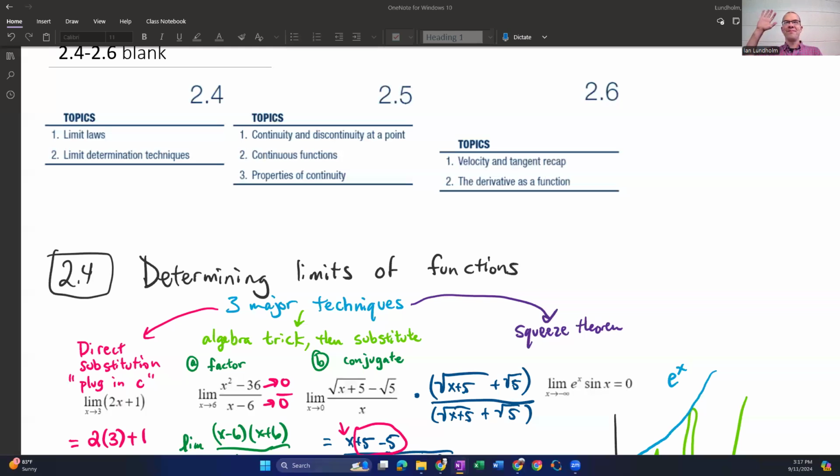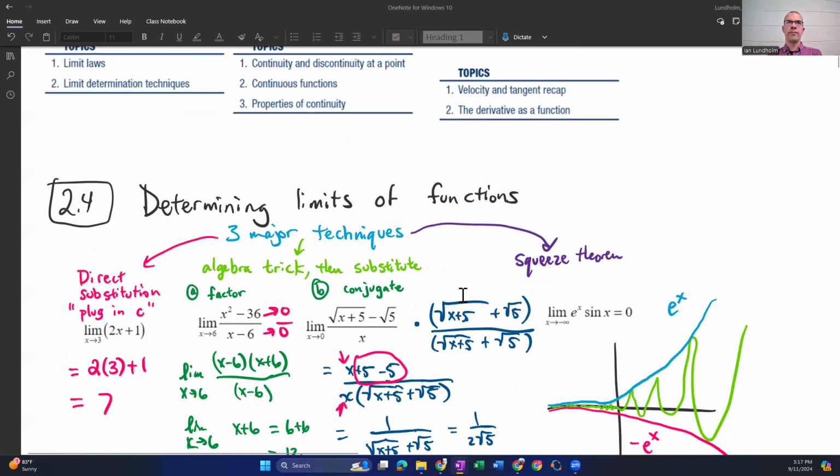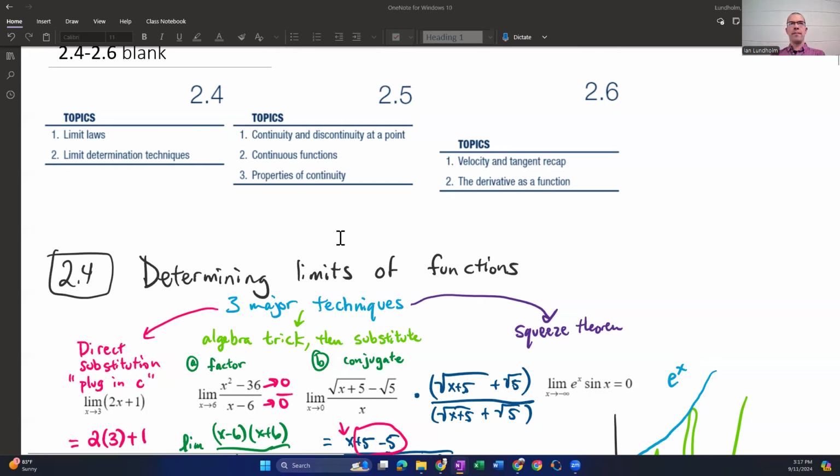Hi, everybody. We're ready to start into the second half of chapter 2. We're looking at 2.4, 2.5, 2.6. We are going to continue examining limits. In 2.4, we're going to learn about these things called limit laws, and we are going to look at three major techniques for determining the limits of functions, here at least that are early on. So that's what's coming up.